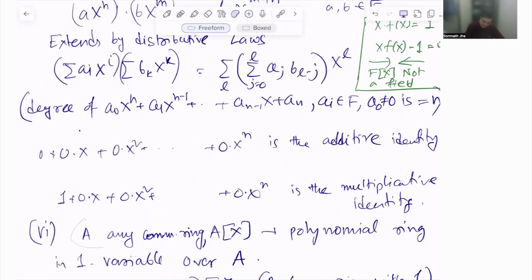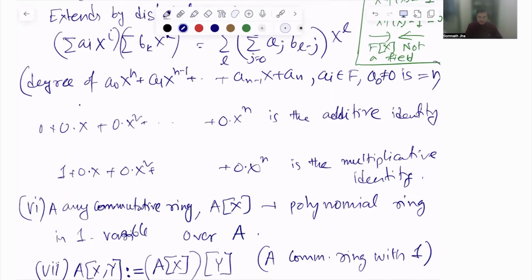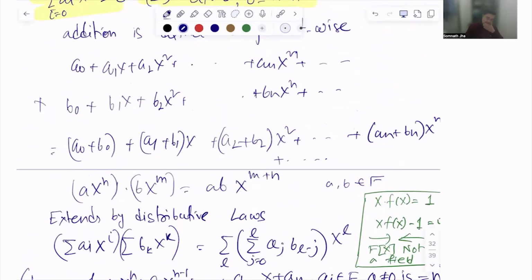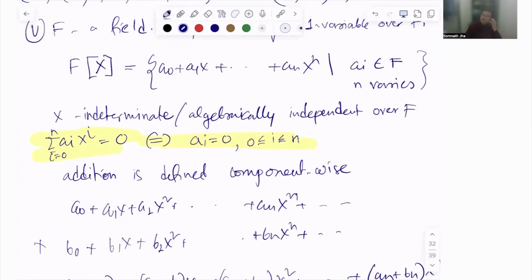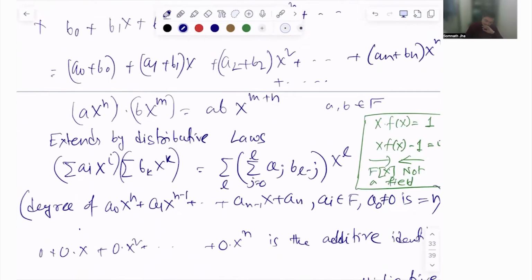We can take any commutative ring, right? If I take any commutative ring A, then A[x] is a polynomial ring in one variable over A, right? And how is it defined? It's the same way. You take all polynomial expressions in x, where x is the indeterminate, then this is a polynomial ring in one variable.